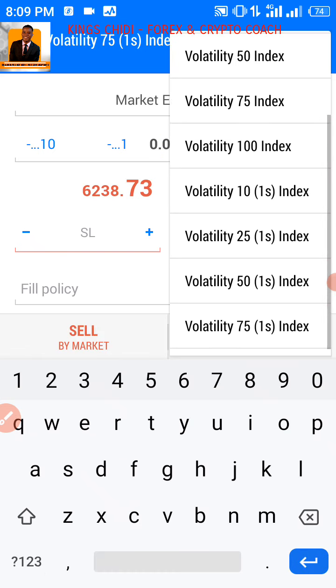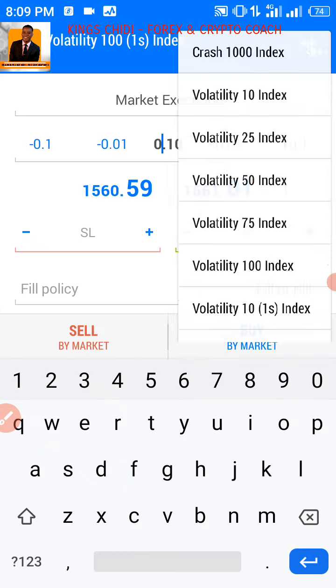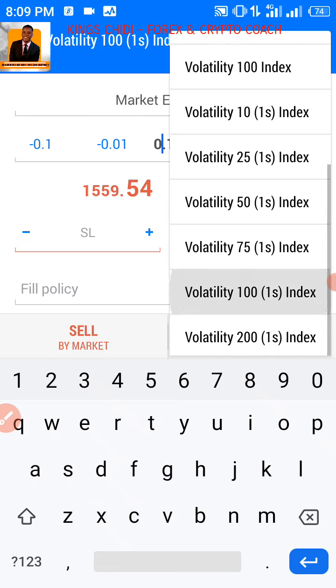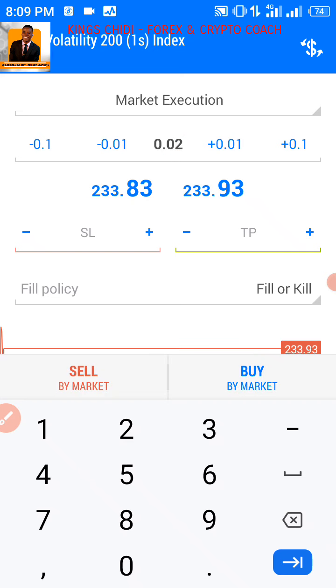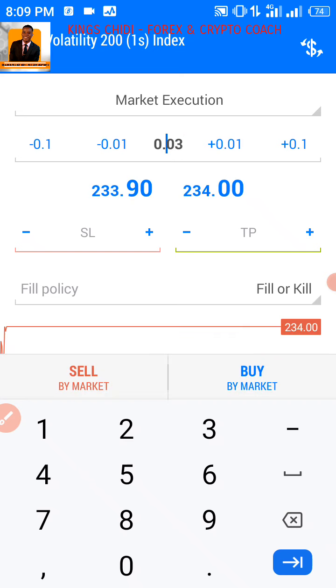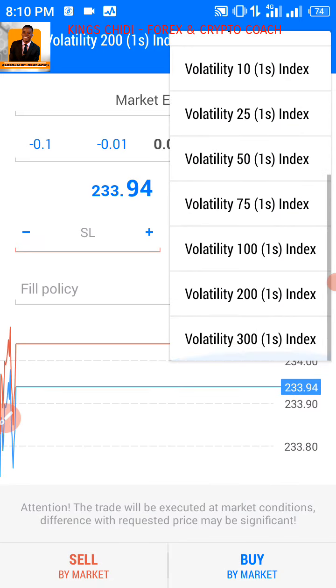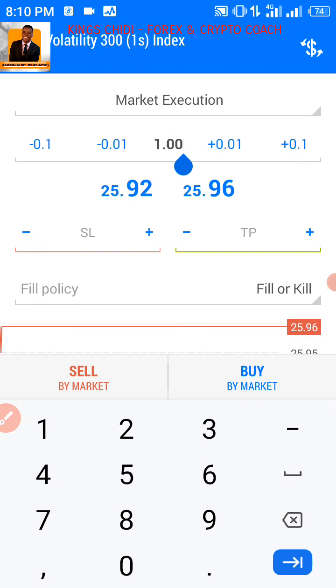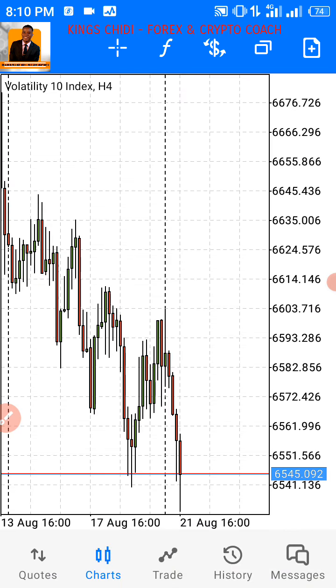So the next one we have volatility 100 1s, like I said, is 0.10. The next one we have volatility 201x. 201x is not 0.10, it's 0.2. Okay, they have increased it to 0.2. Before it was 0.1, they have increased it to 0.2. And the last one, volatility 300 is 1.00.